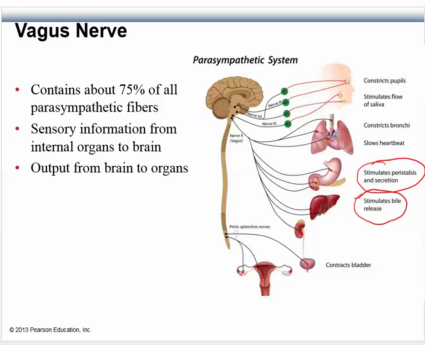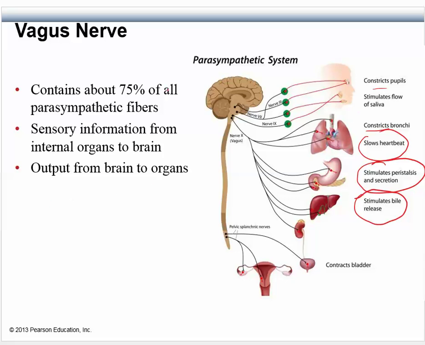Bile, we'll talk about that when we talk about the digestive system, but it's a digestive fluid. So that's released. Contracts the bladder, slows the heartbeat. I already mentioned constricts the airflow, so constricts the bronchi, and stimulates flow of saliva. So if you're eating, you can start to break down your food. Constricts the pupils. And that almost makes sense because, if you have an adrenaline rush, your pupils dilate to let in more light and make you much more aware.